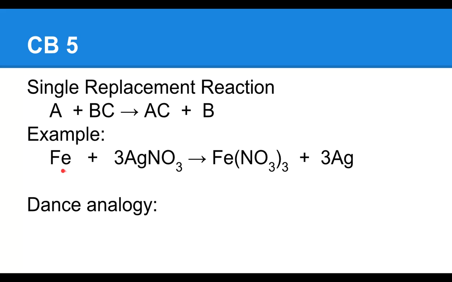An example here is that you have iron metal and it reacts with silver nitrate, and then the iron replaces the silver to form iron nitrate and silver metal.